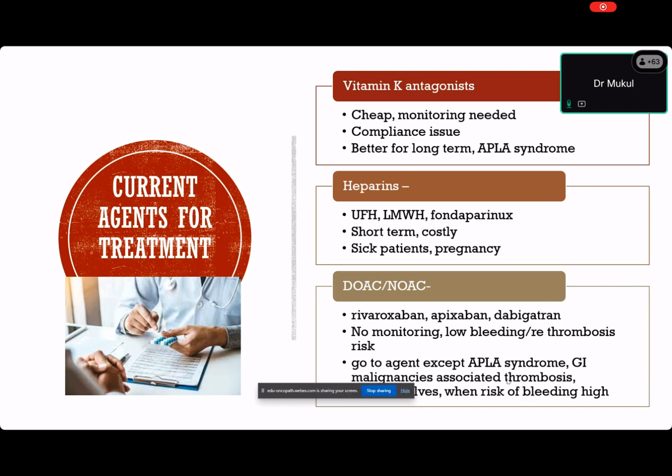DOACs are a good agent for most patients, except for Apla syndrome, patients with GI thrombosis with cancer, patients who have mechanical cardiac valves, and when the risk of bleeding is high. When the bleeding risk is high, the inhibitor is not readily available with us, so the antidote is not available. That's why when the risk of bleeding is very high, you tend to prefer the other 2 agents. The advantage is that no monitoring is required, and overall they have a lower risk of rebleeding or recurrence of thrombosis. When do I consider testing?